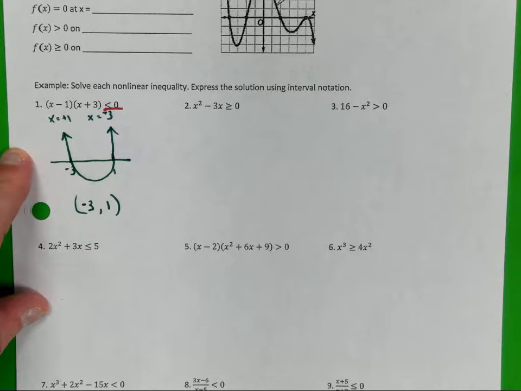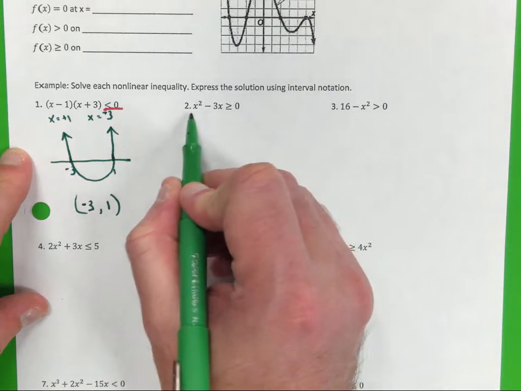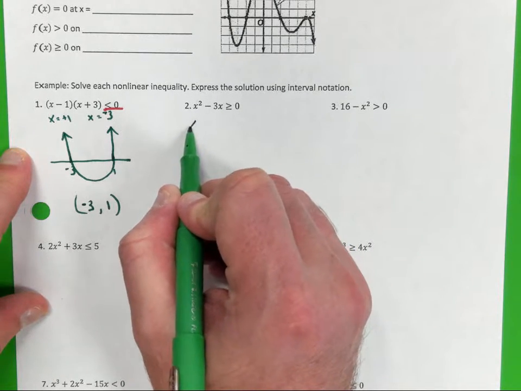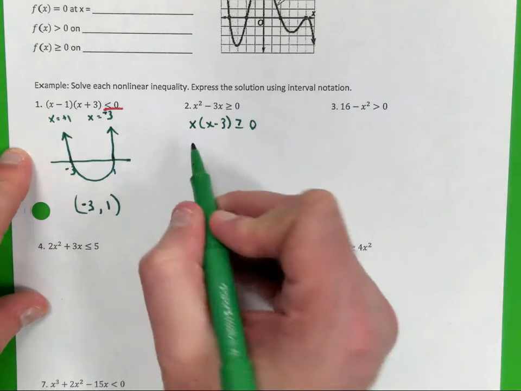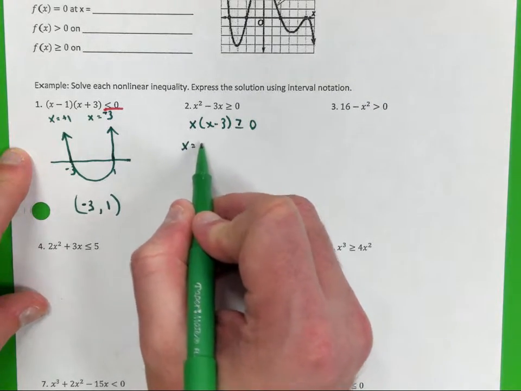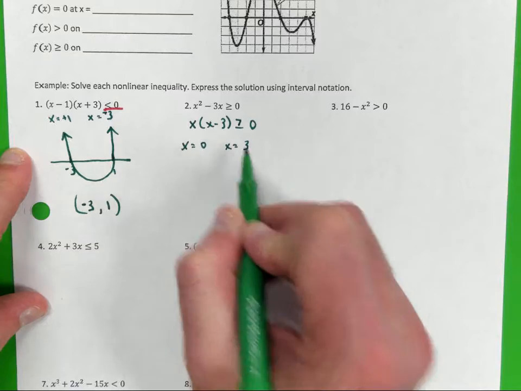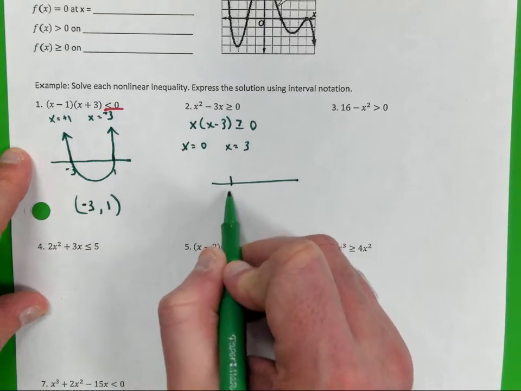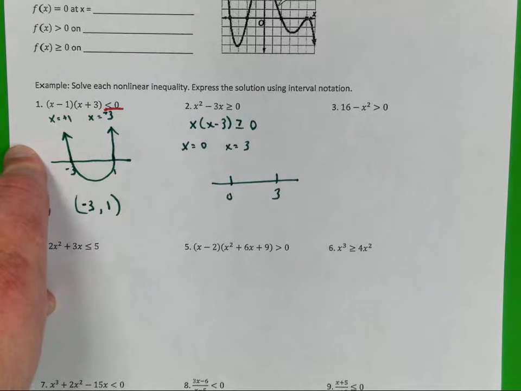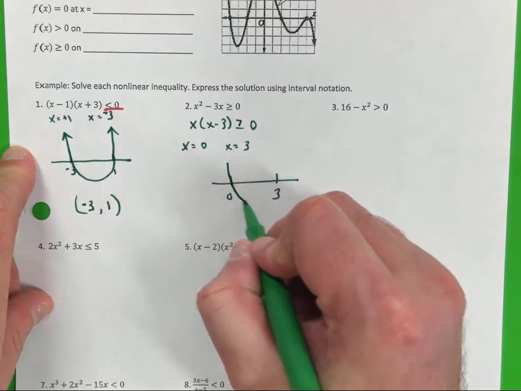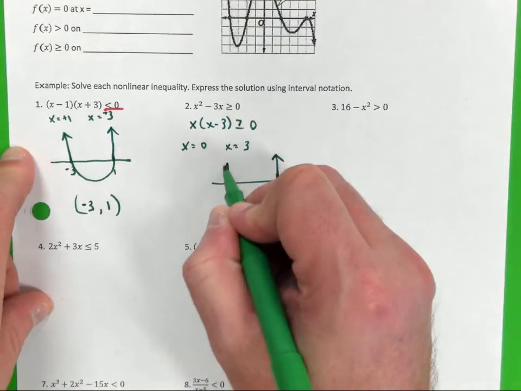Okay, let's look at number 2. It's not in factor form. So I'm going to put it in factor form. So what would I take out of that? Okay, what's my zeros here? And x equals what? 3. So I'm going to come over here. Now go back to my original. What type of function is that? Quadratic. My leading coefficient is? Positive. So both my ends are going to be sticking straight up.